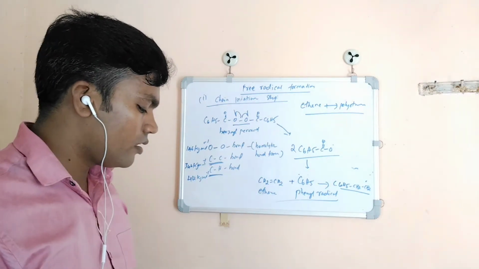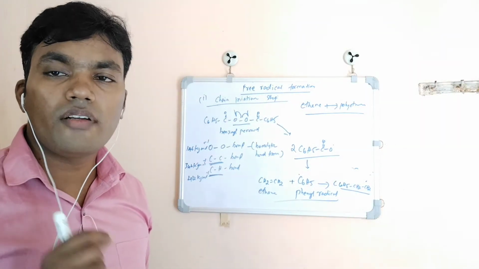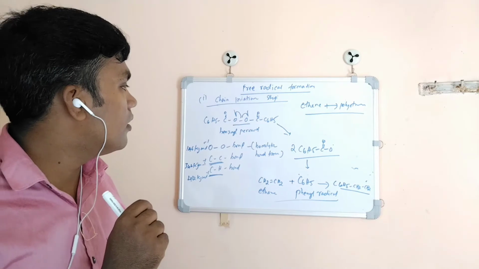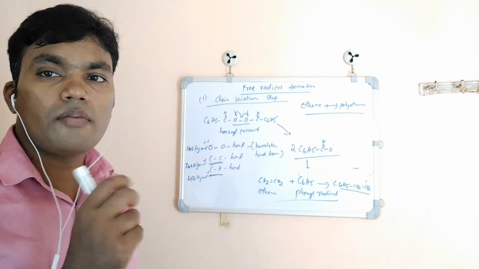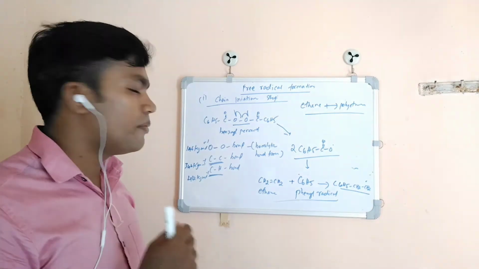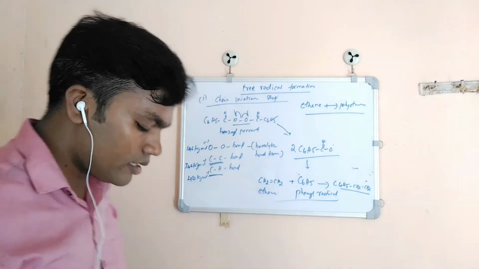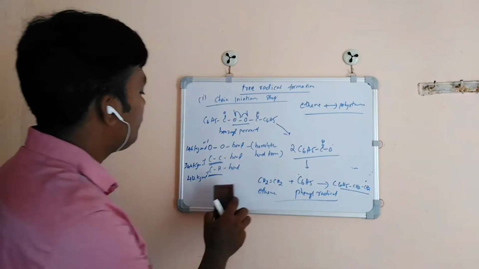This half arrow indicates that homolytic bond fission takes place in the oxygen bond. It is the weakest bond and can be easily broken when compared to the other bonds present in the molecule. Next, we are going to see the chain propagation step.